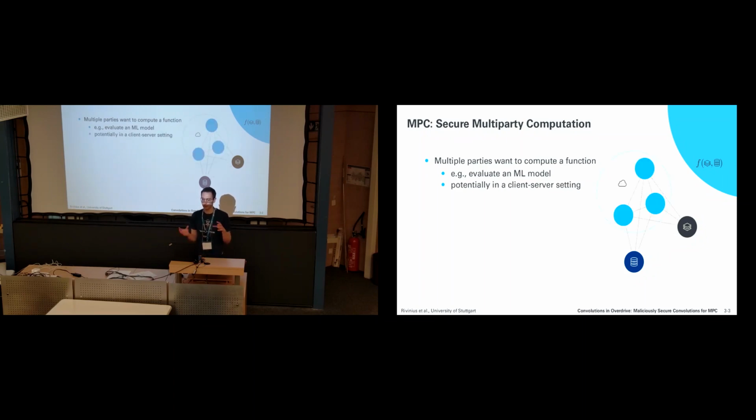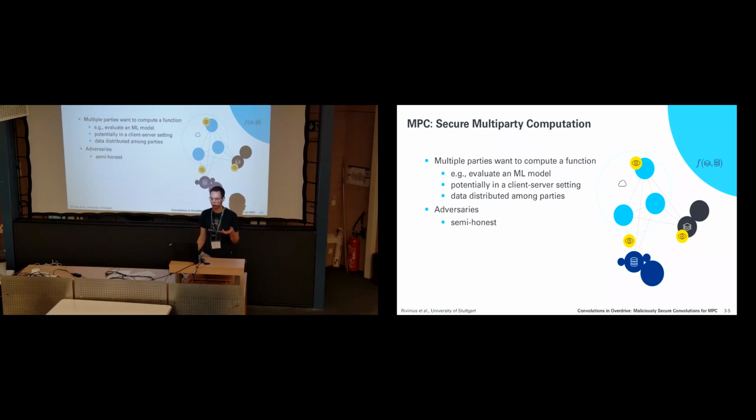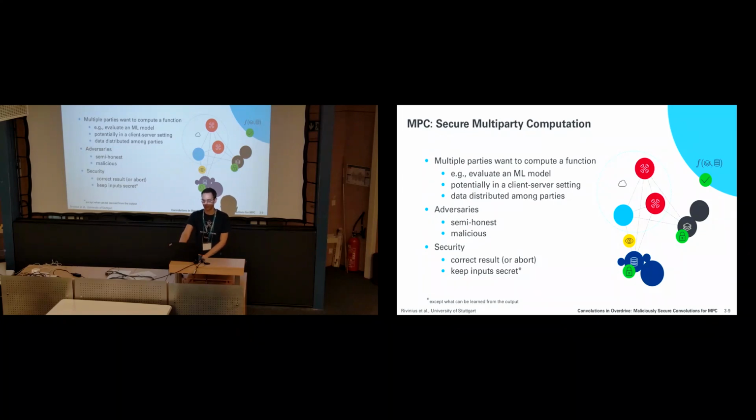It can also be a more complex setting, a client-server setting, where clients have the data, servers do the actual computation, and all the data can be distributed among a lot of parties. Then talking about security, the simpler adversary model is semi-honest, so the adversary can observe data, for example, at some of the parties. Or malicious security, where parties can actively misbehave and try to influence the protocol, and we want to still have some security properties like the correctness of the result and to keep the inputs of the honest parties secret.